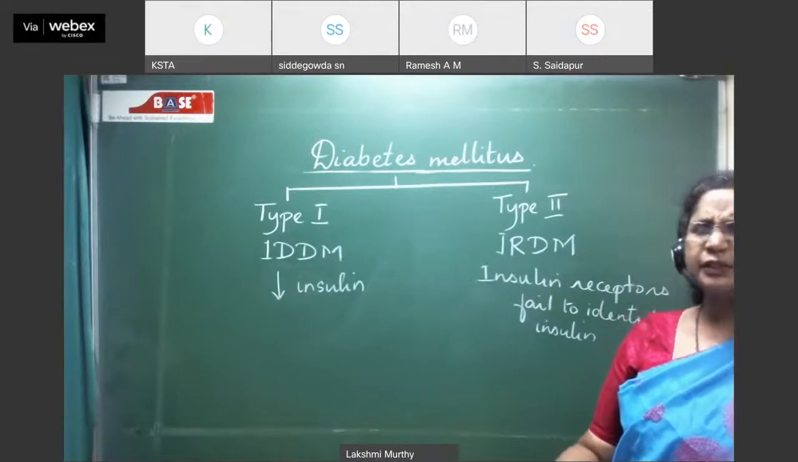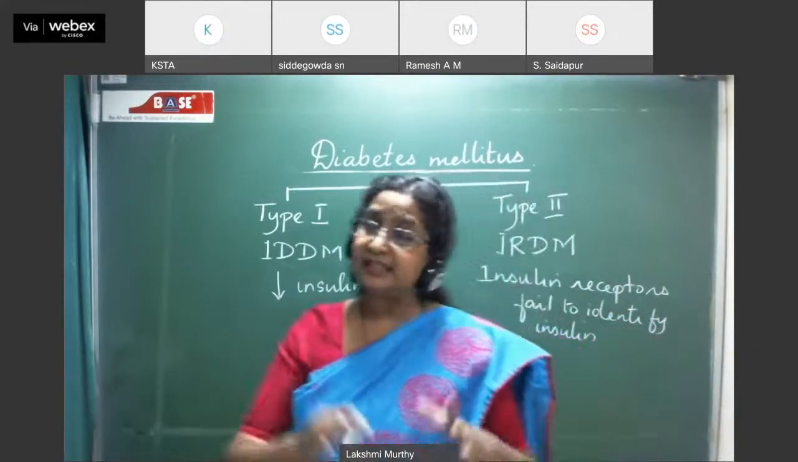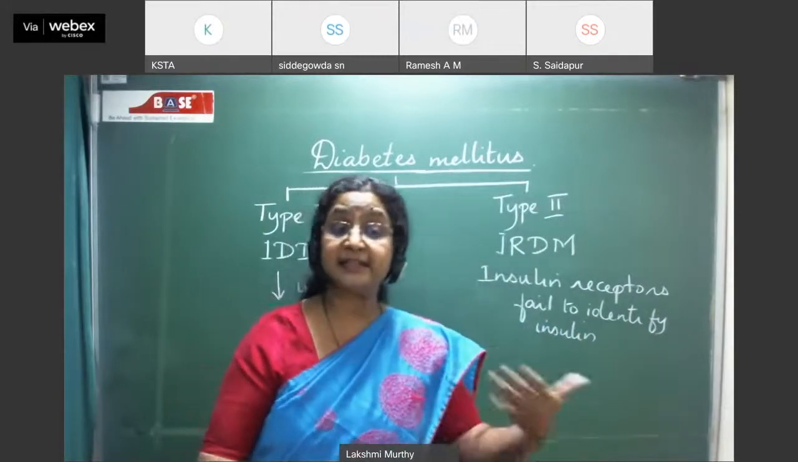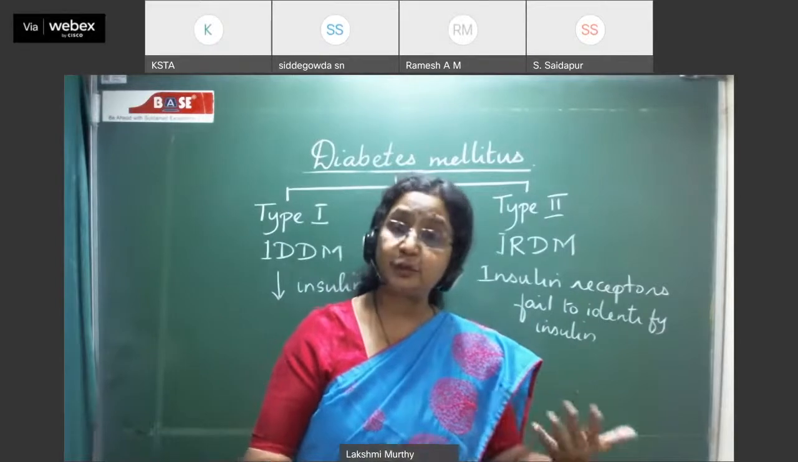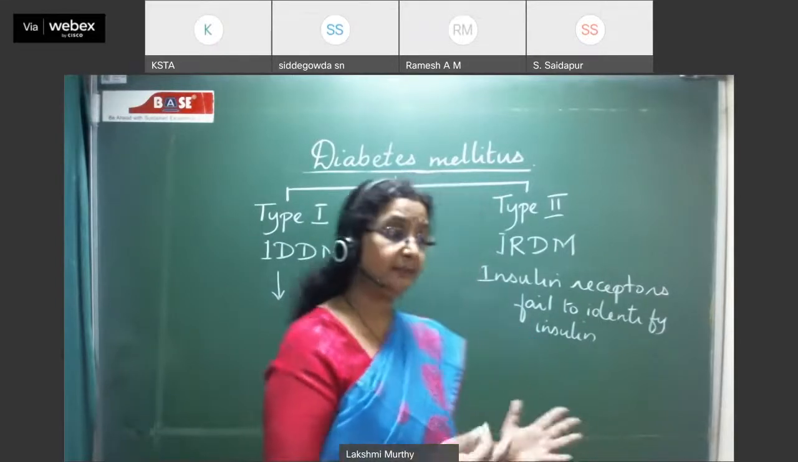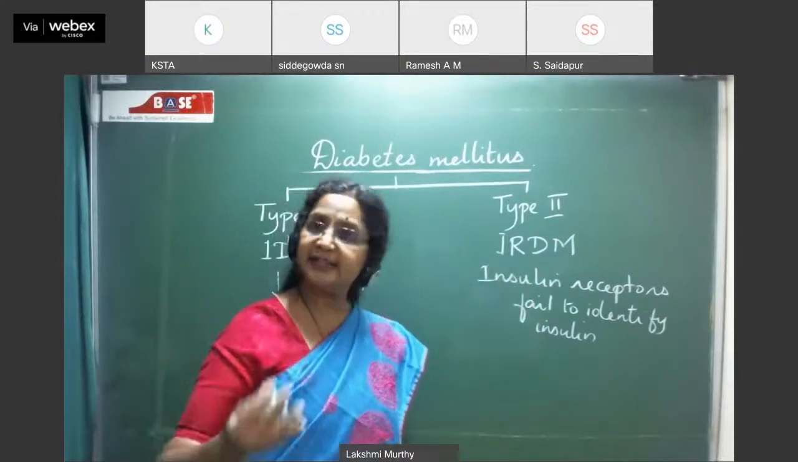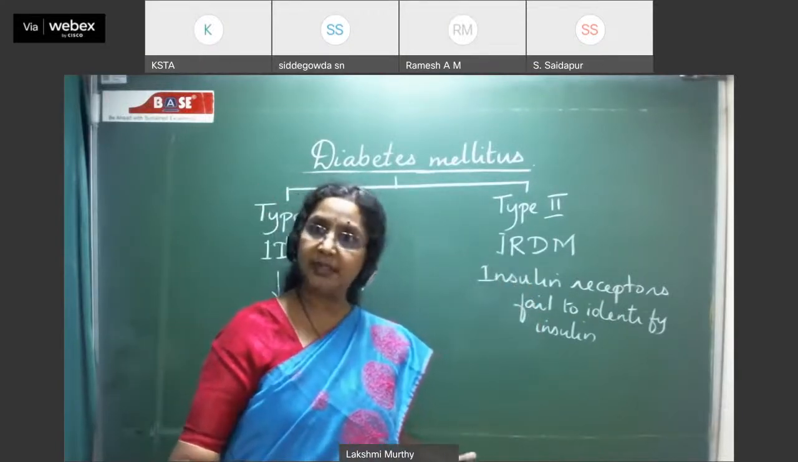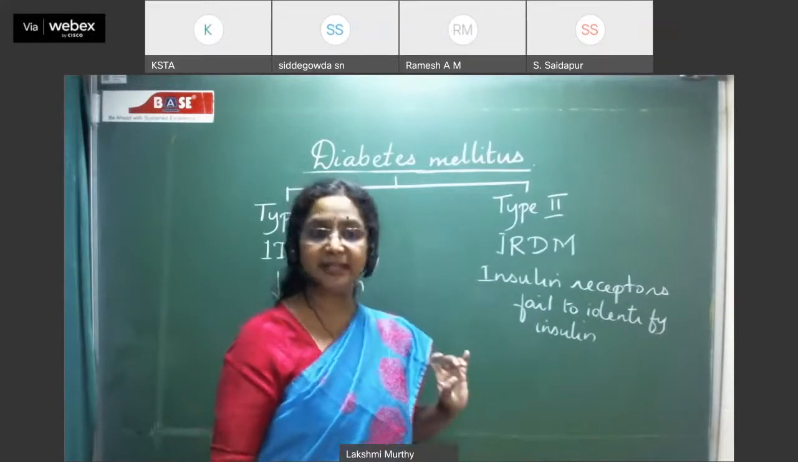For some reason the cell is unable to identify insulin. These are different words that we use. It resists insulin, or it does not recognize insulin, or it fails to identify insulin, correct? Or fails to accept insulin. Because of this, the glucose level in the blood will go up because the cells are unable to take glucose, right? That is what is seen in insulin resistant diabetes mellitus.